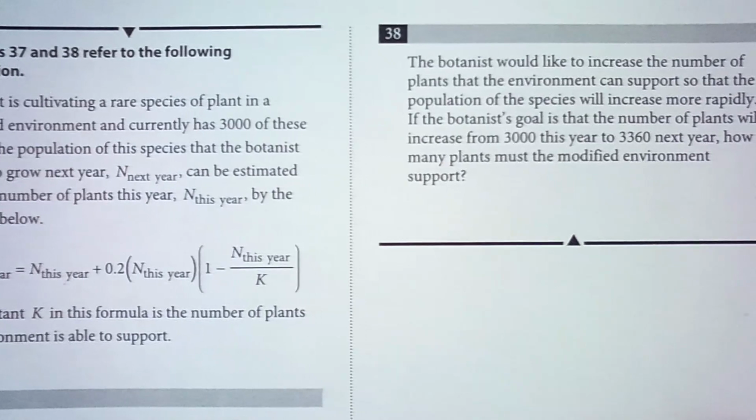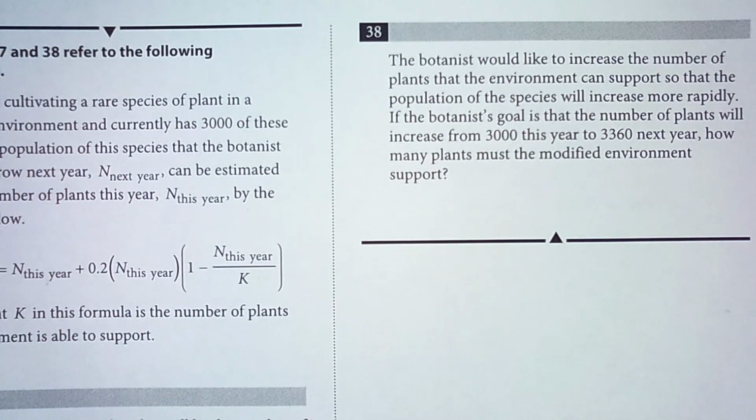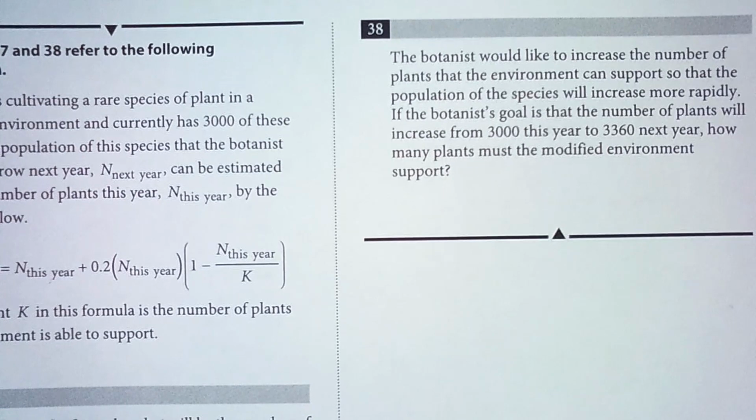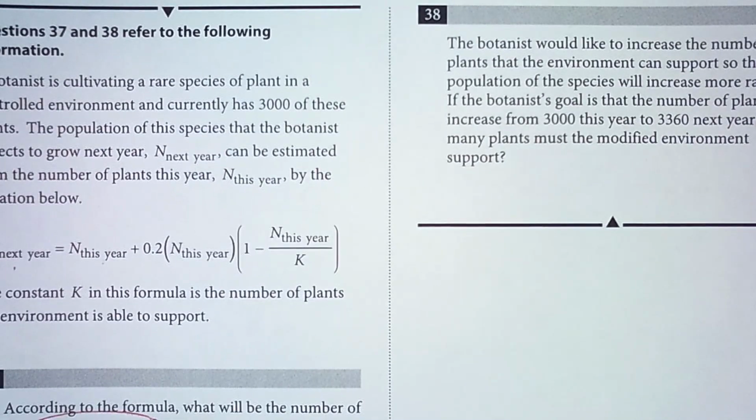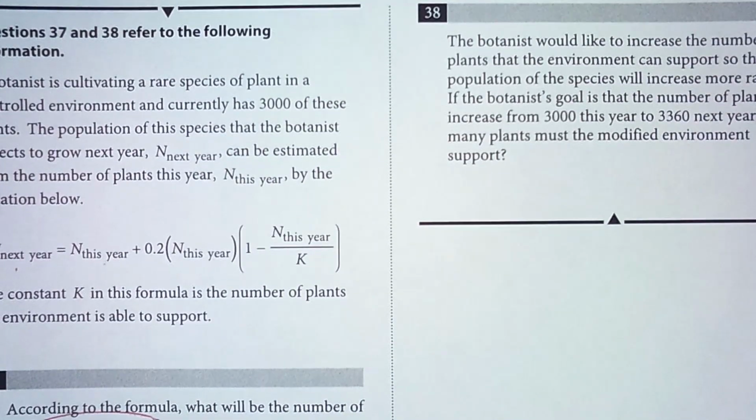The botanist would like to increase the number of plants that the environment can support so that the population of the species will increase more rapidly. If the botanist's goal is that the number of plants will increase from 3,000 this year to 3,360 next year, how many plants must the modified environment support? So I'd like you to pause, try this problem, and then press play.